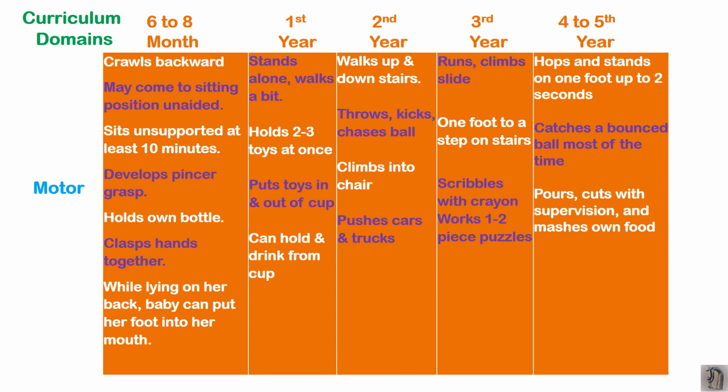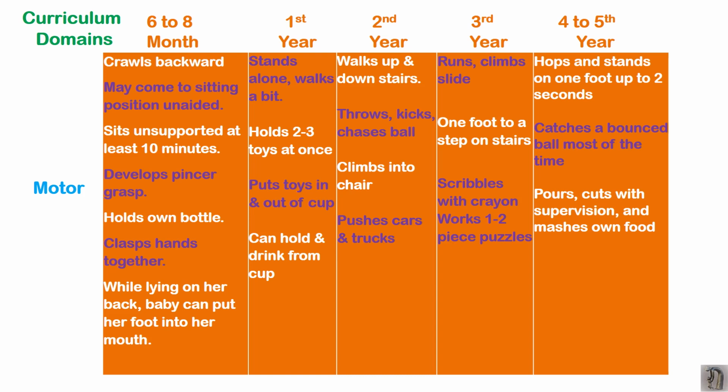Now let us see the first year, second year, third year and fourth year. In the first year, what happened? Stand alone, walk a bit. That means at 12 months the child starts walking. So see the difference from 6 to 8 months. Whereas in the second year, walk up and down stairs. In the third year, run, climb, slides. And in the fourth year, hop, stand on one foot up to 2 seconds.